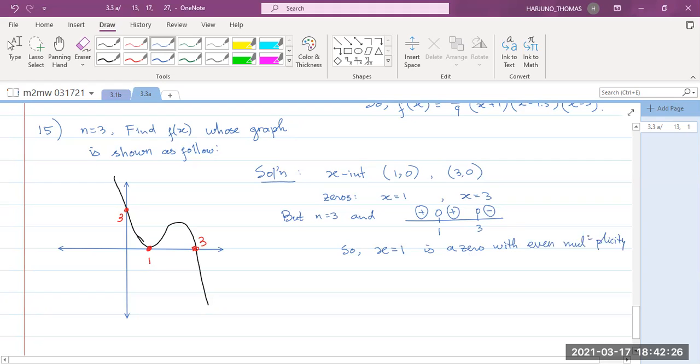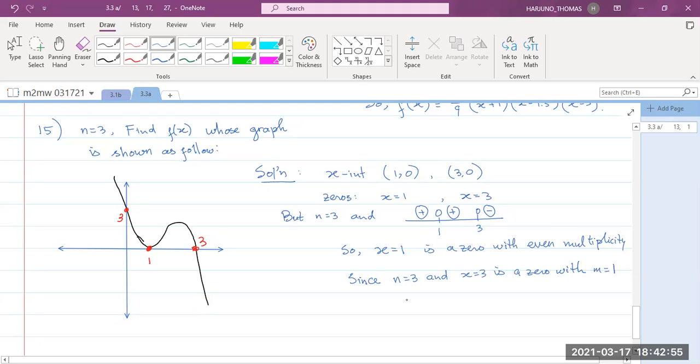Okay, you need to argue why it is 2. Well, we only know that it's even for now. Okay, now since the degree is 3 and x minus 3 is a zero with odd multiplicity. In fact, we can tell straight from the graph that it is with multiplicity of 1.